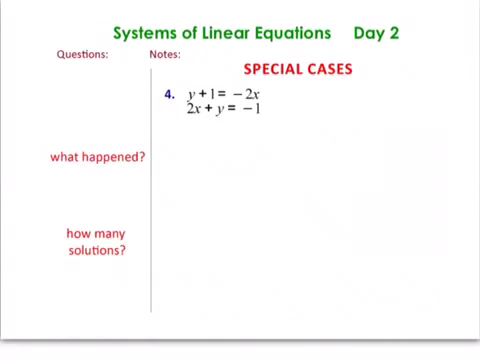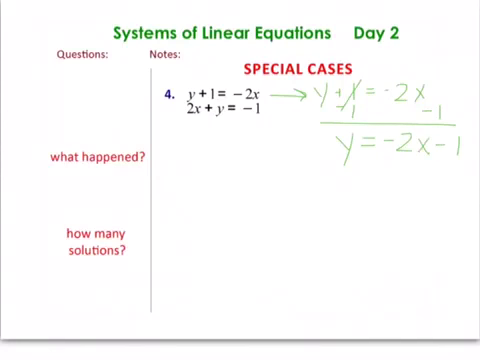So special case number 2, let's get a different color here. You know me and my colors. I like to spice things up. I have y plus 1 equals negative 2x, or 2x plus y equals negative 1. Well, if I'm trying to get a letter by itself, let me get the y from equation 1 by itself. I have y plus 1 equals negative 2x. If I subtract 1 from each side, I get y equals negative 2x minus 1.